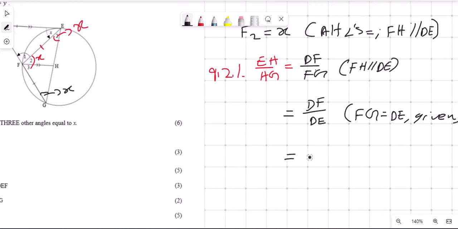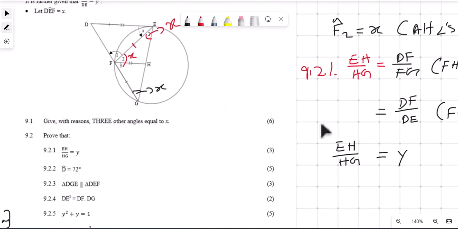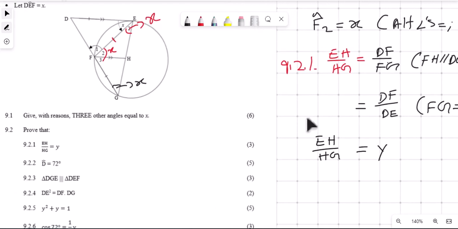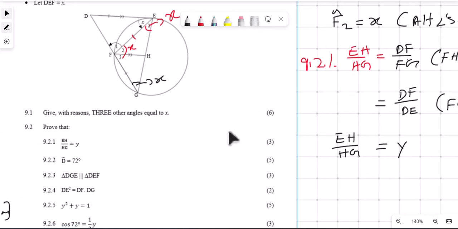You know what is amazing about the proportionality theorem? It's so simple, yet people are so afraid of it. So do you see that? EH over HG, straightforward, isn't it? Does it make sense? Yes, it does. Okay. Now prove that angle D is equal to 72.